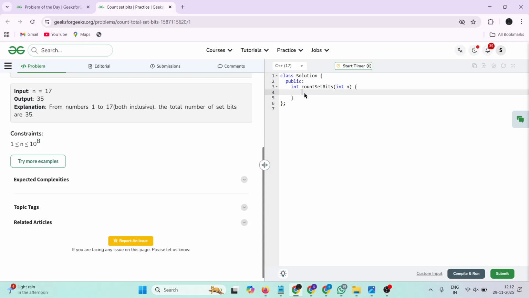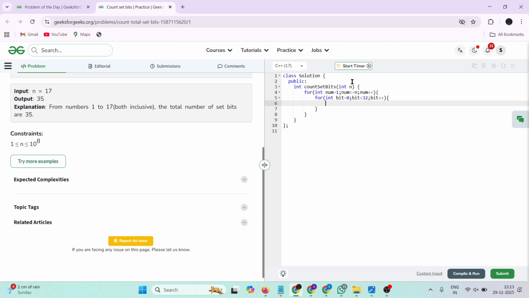So if I want to show you what I mean: for int i equal to 1, i less than or equal to n, and i plus plus. Now we have to find how many set bits are there in this number. So number equal to i, and we can have bits up to 32, so we can go for int bit equal to 0, bit less than 32, and bit plus plus.